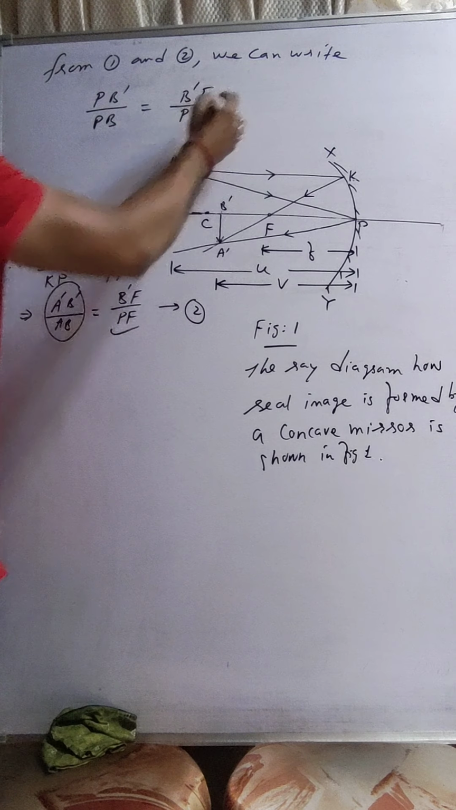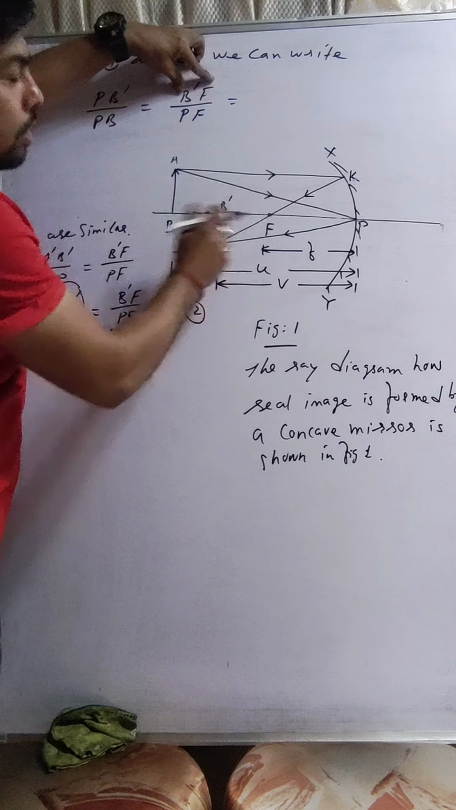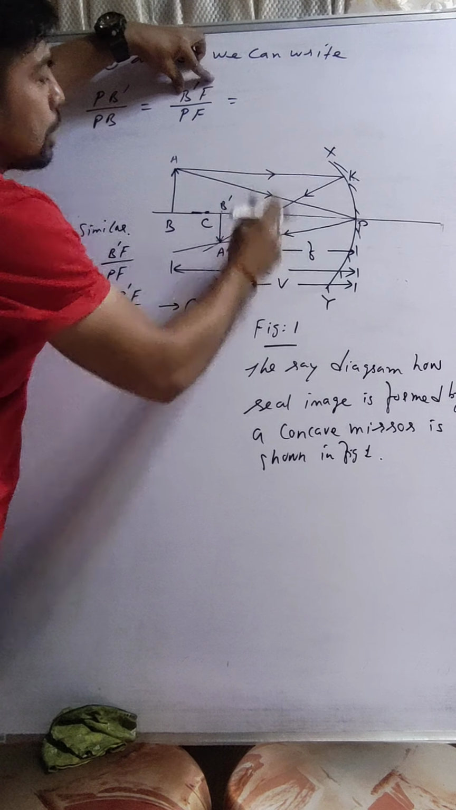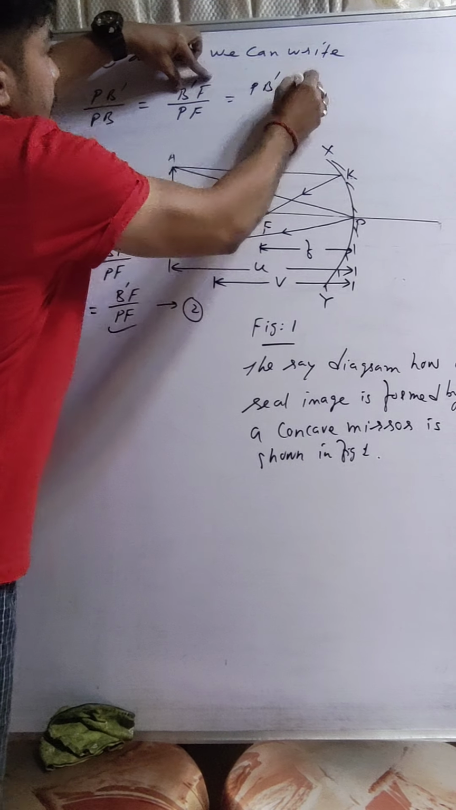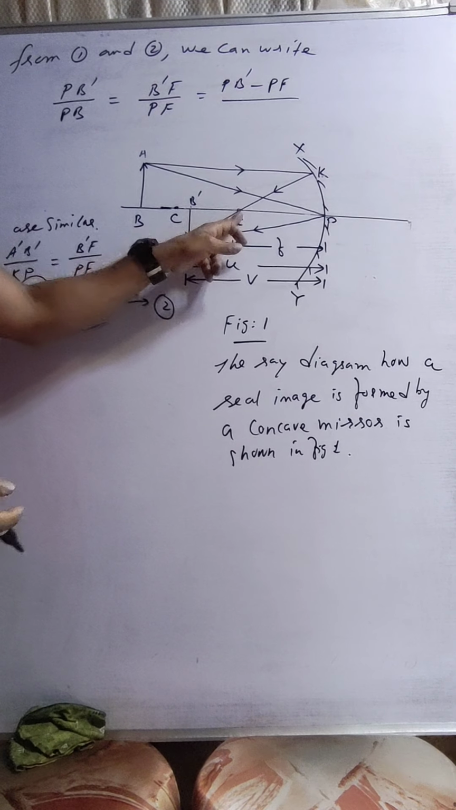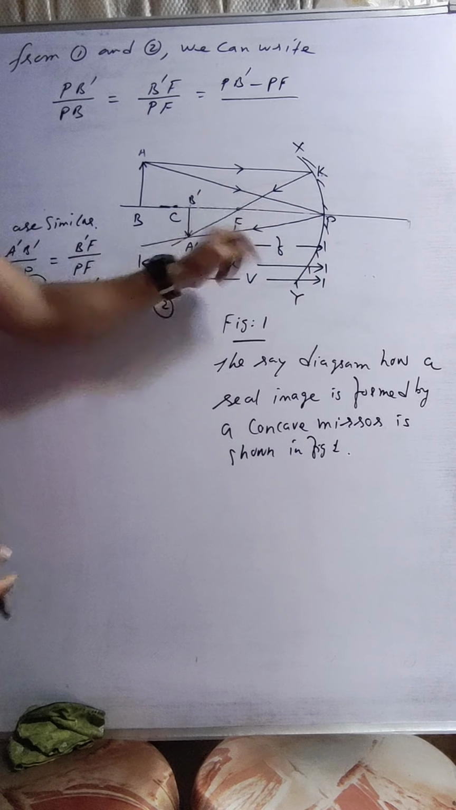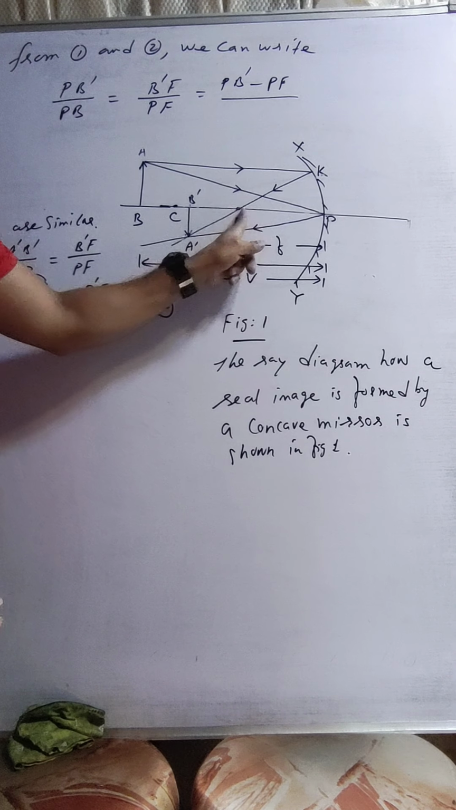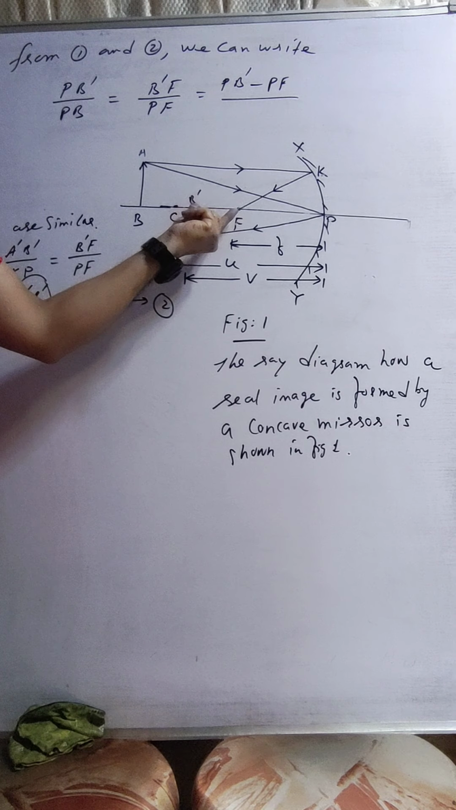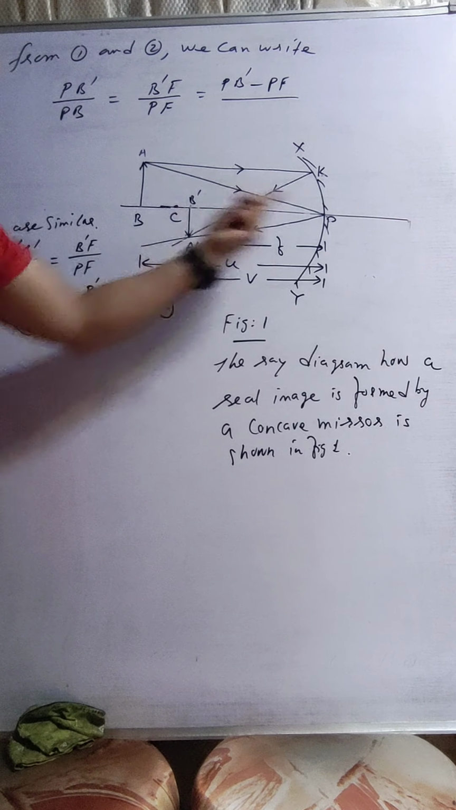Okay. Now you can write B dash F. Just look at the figure. B dash F can be written as PB dash minus PF. When you subtract PF from PB dash, then you get B dash F. So in place of B dash F, write PB dash minus PF.